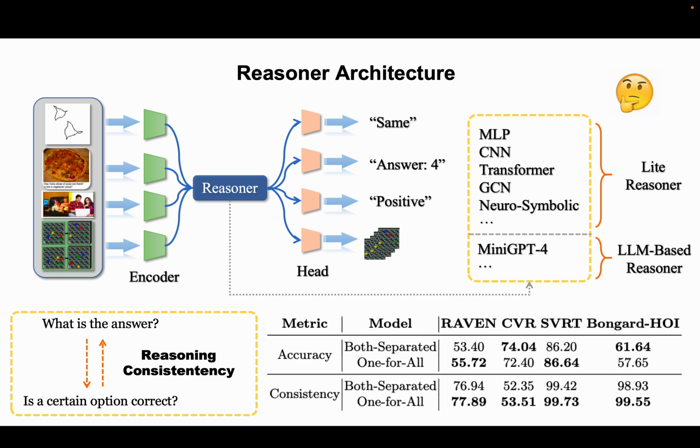We also measured reasoning consistency. For the same problem, we asked different questions, e.g., what is the correct answer, and is a certain option correct? A good reasoning model should provide consistent answers. Our one-for-all model showed better consistency compared to task-specific models, further proving the strength of our framework.